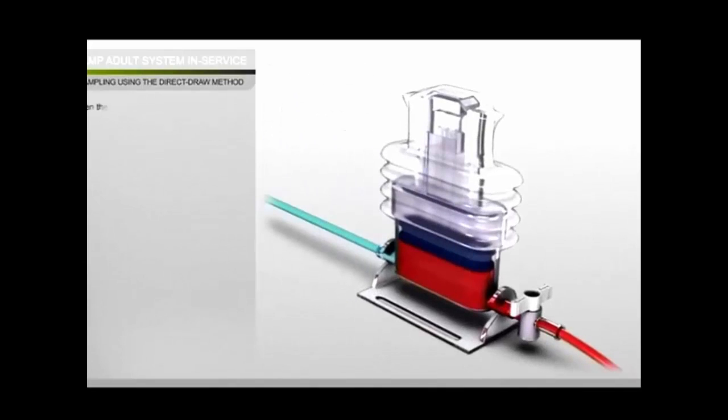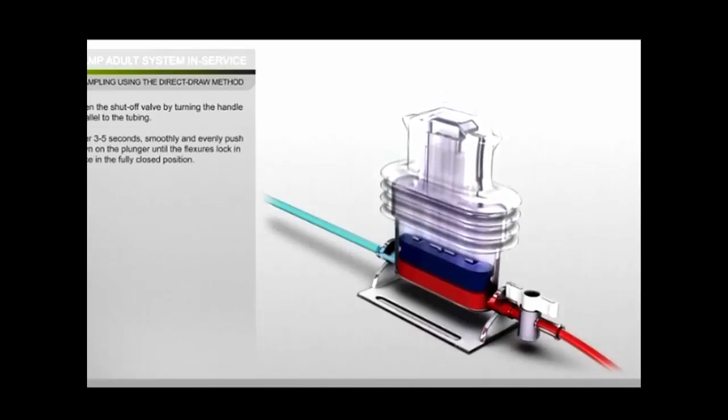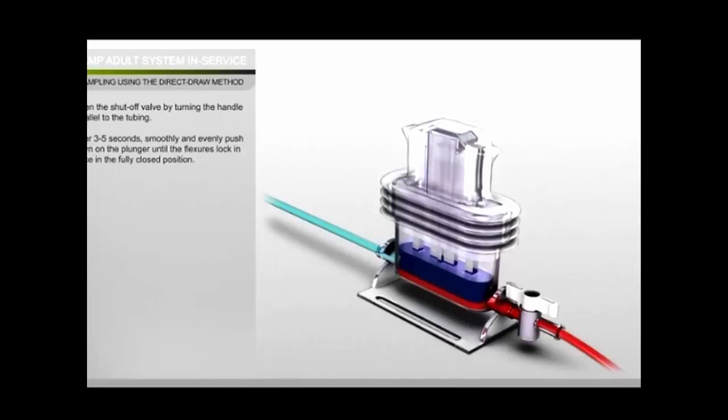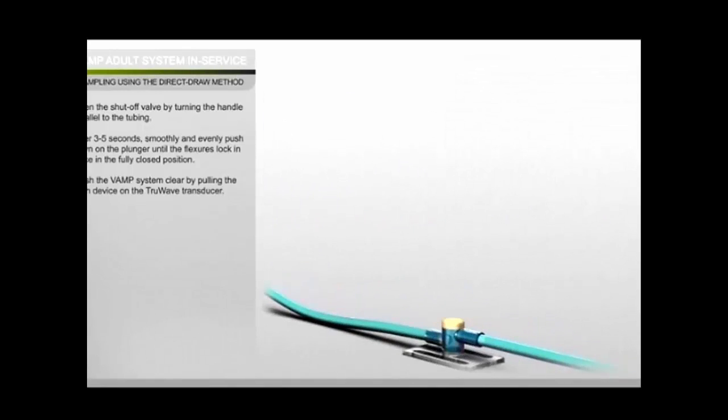To do this, open the shutoff valve by turning the handle parallel to the tubing. Next, over 3 to 5 seconds, smoothly and evenly push down on the plunger until the flexures lock in place in the fully closed position and all of the fluid has been reinfused into the line. Finally, flush the VAMP system clear by pulling the flush device on the TruWave transducer and swab the sampling site to ensure the removal of any excess blood left on the sampling port.